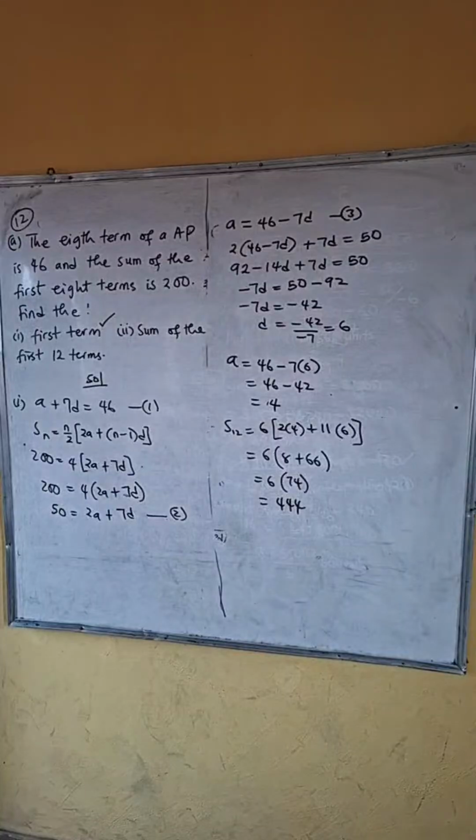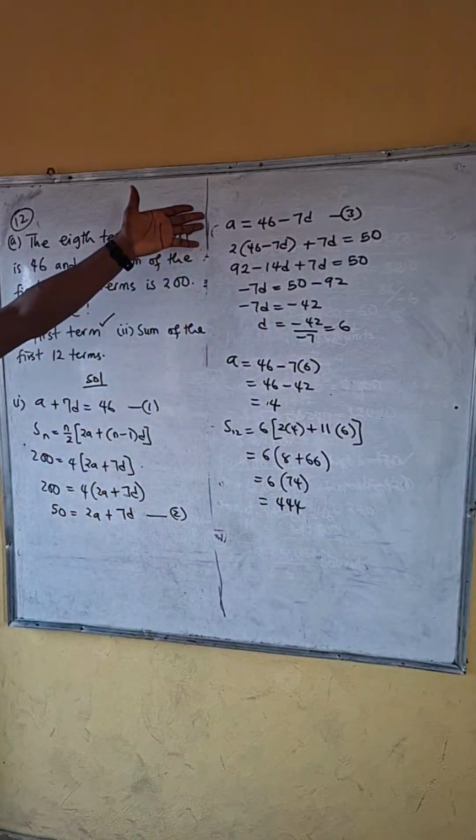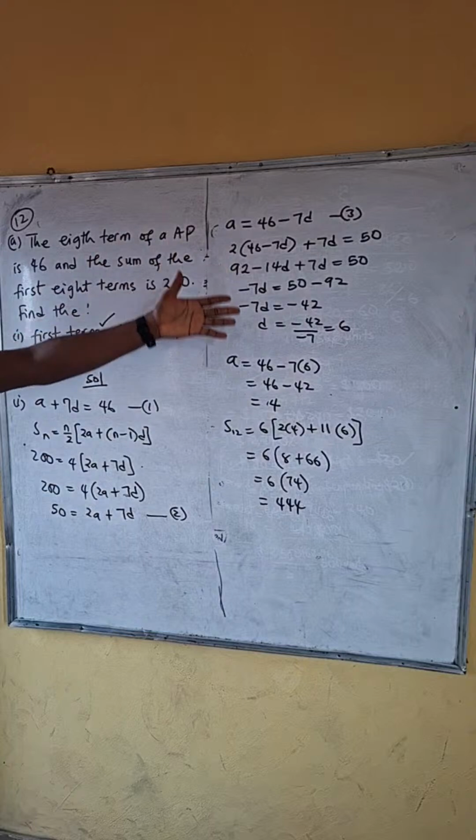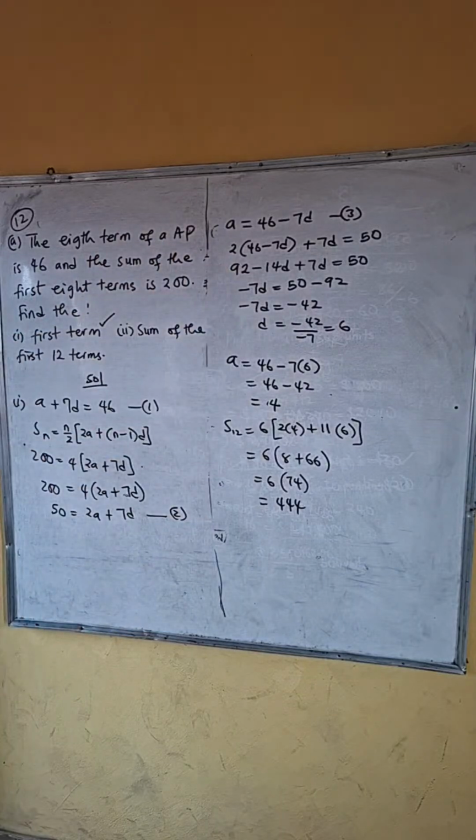So this one is pretty straightforward. Get your simultaneous equations, solve them by either elimination, but mine is preferably substitution. Get your A and D, and you continue with your life.